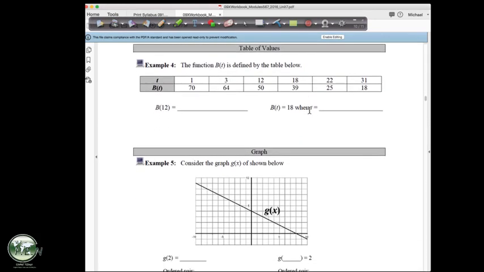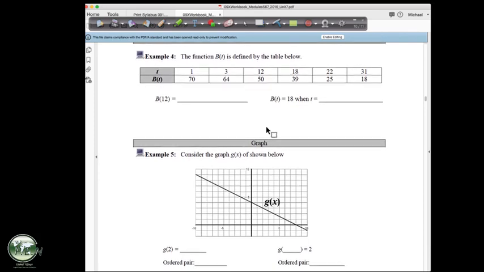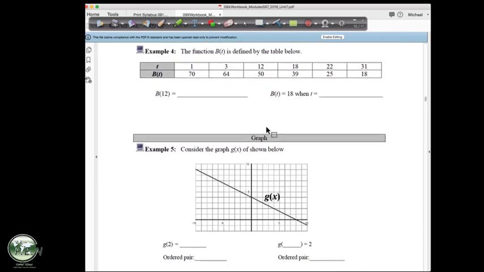Okay. Examples. So let's take a look at a couple more examples that are a little bit different. We've got one with a table of values and one with a graph. And then I think we've got domain and range after this.